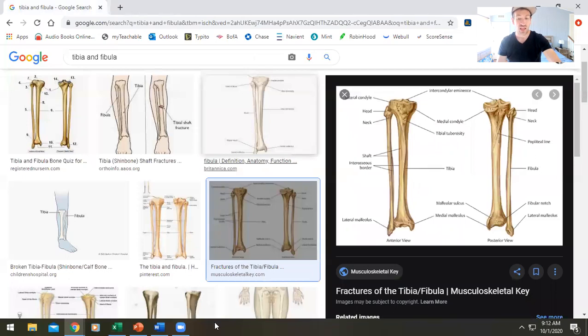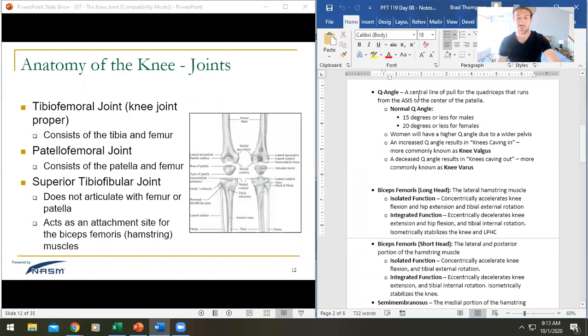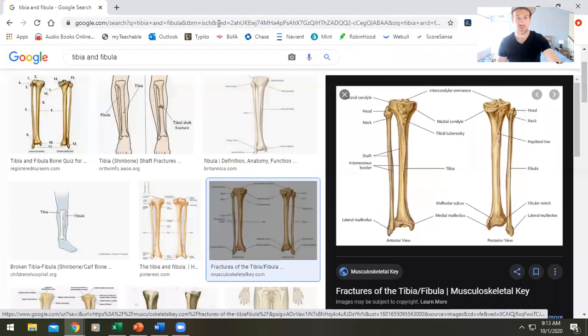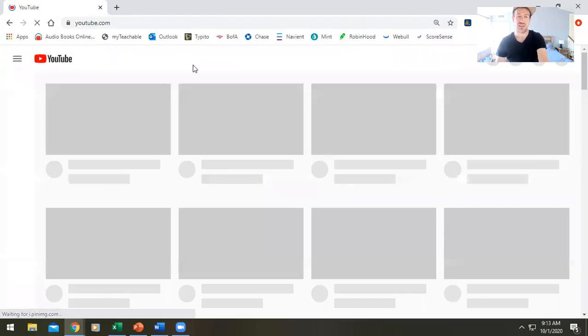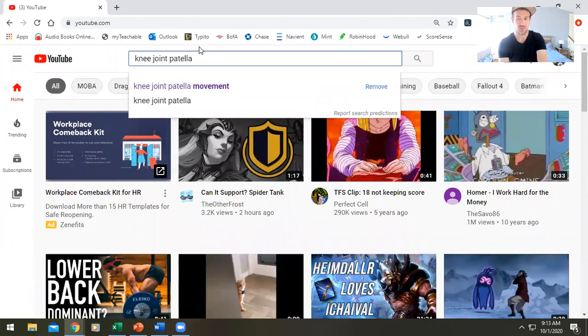So as we're looking at it, that's the femur, that's the fibula, that's the tibia. And then you've got the little floater bone here, your sesamoid bone, which is your patella. That's the kneecap, right? Like I said, it's a little floater bone designed to move up whenever you are moving your knee around. So I want to show you really quick a little bit of motion of the knee: knee joint patella movement.